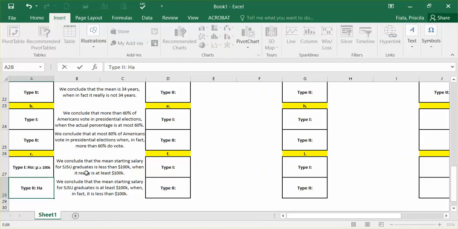Your alternative hypothesis is going to be that the mean is less than 100,000. Right here we're saying that the null hypothesis is at least 100,000. So we conclude that the mean start salary is less than 100,000, so this is incorrect, when it's really at least. And here we conclude that the mean start salary is at least 100,000 when we are saying it is in fact less than. This will be your type 2.